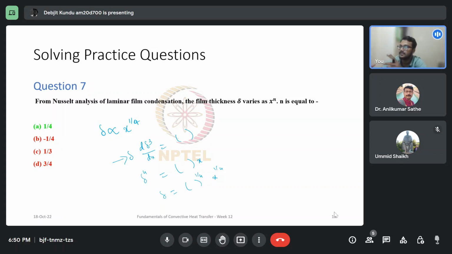This is how it goes, and n is actually important because if we have this vertical plate of say length L that we know, and we want to estimate what would be the maximum film thickness, from this relation we can get it. It relates delta to x.